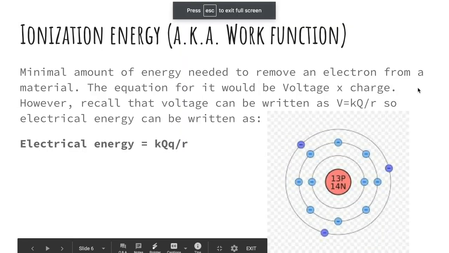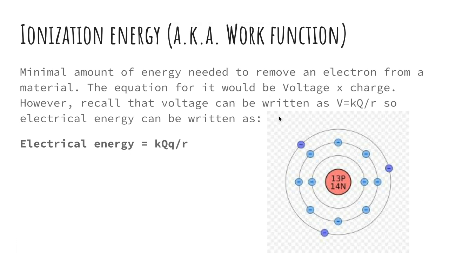So ionization energy can be basically written down as kQq over r, where k is Coulomb's constant. Big Q would be the charge of the nucleus, which depends on the number of protons. Little q would be the charge of the electron, which is just the elementary charge. And then r would be the radius, the distance away from the nucleus. So the farther away you are from the nucleus, the easier it is to remove the electron. That's why the valence electrons are easier to remove than the electrons closer in.